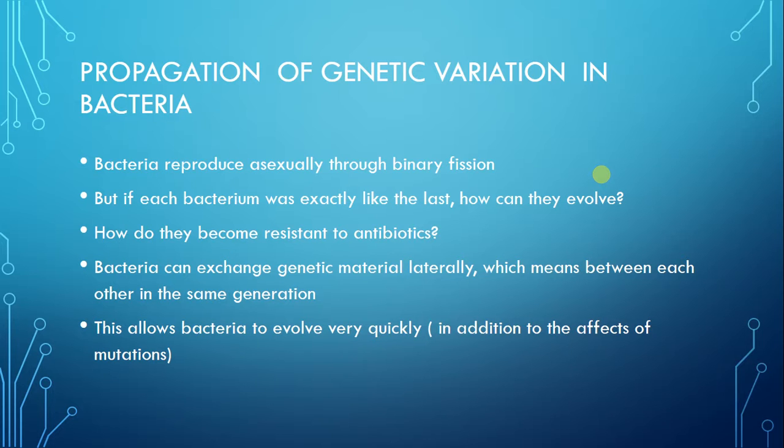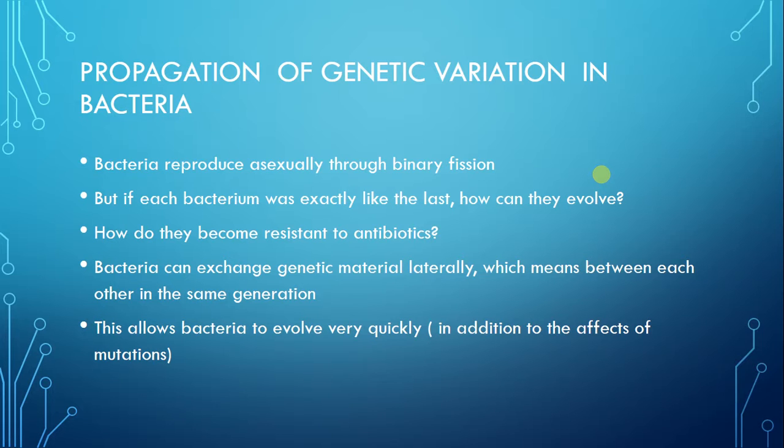How can they survive? And while it's true mutations can happen, and they actually happen faster in some viruses because the same proofreading mechanism for genetic material isn't present, and viruses with RNA as their primary genetic material seem to show a lot higher rates of genetic mutation. But the main way is that bacteria can exchange genetic material laterally, which means between each other in the same generation.